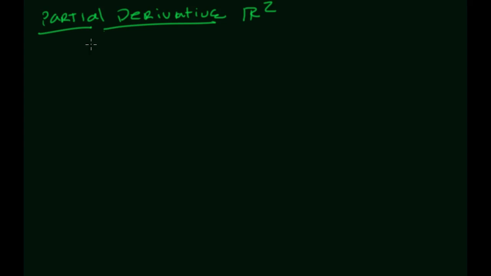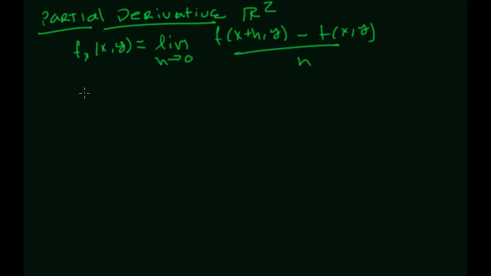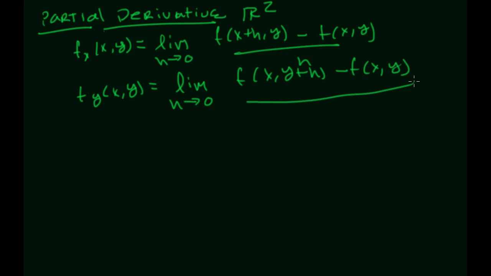But in R2, if you have a function f(x,y) that's differentiable at the point (x,y), you get two partial derivatives. You get a partial derivative with respect to x, which is the limit as h approaches 0 of f(x+h, y) minus f(x,y) all over h. And then we get a y partial derivative, which is going to be the limit as h approaches 0 of f(x, y+h) minus f(x,y) all over h.